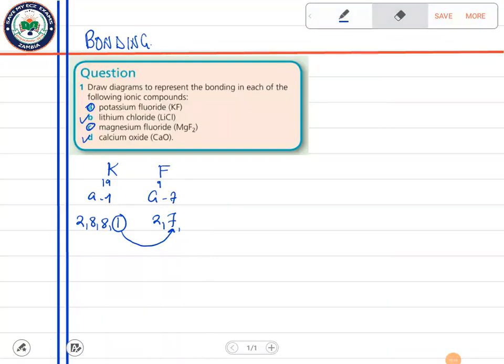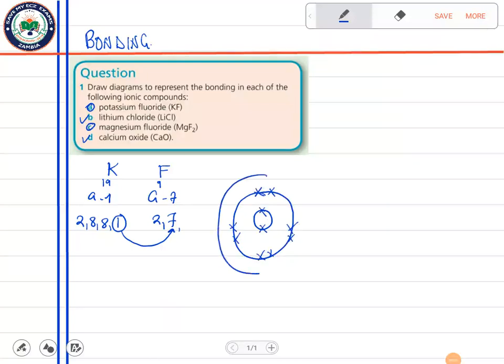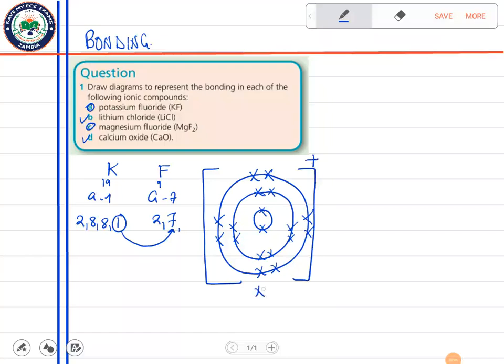Well, we can just draw the last shells, okay? Just the last shells. If you want, well, we can draw this. So we have the first shell. We have the second shell, okay? And we have the third shell. And deep down we know that 1 electron has been lost. So we are going to do this. Put a positive there to show that it's been lost. Alright, so this is the potassium ion.